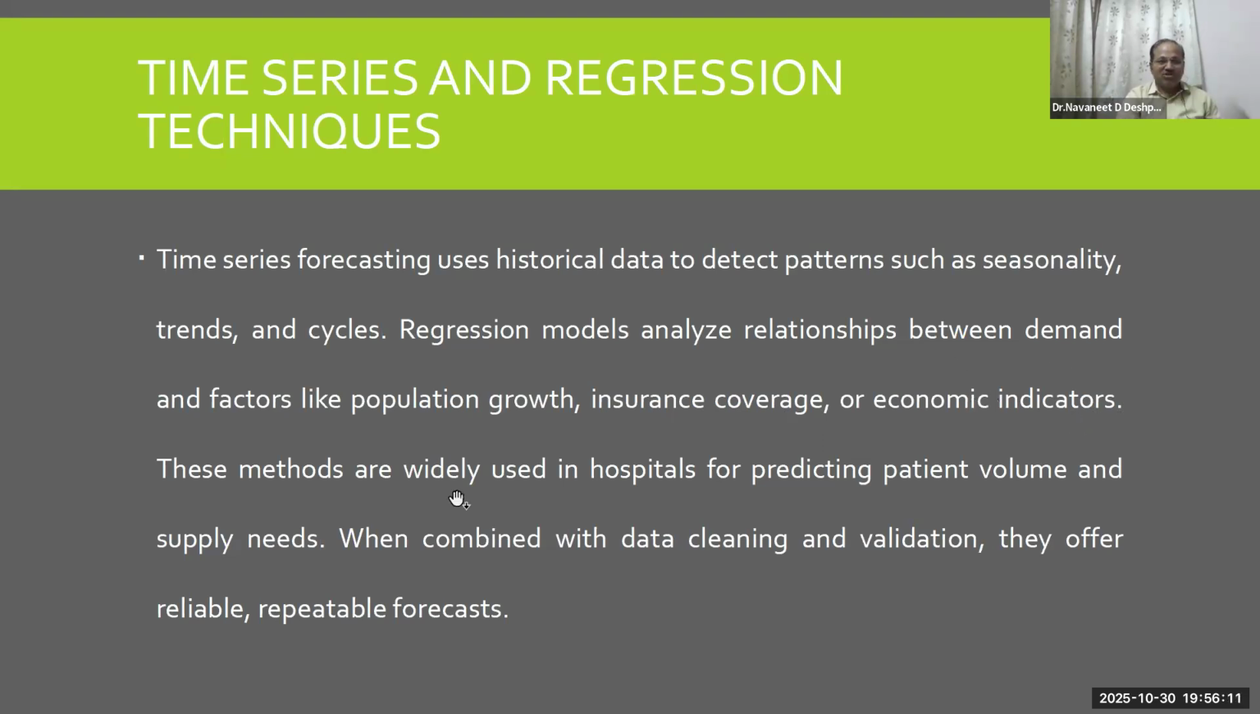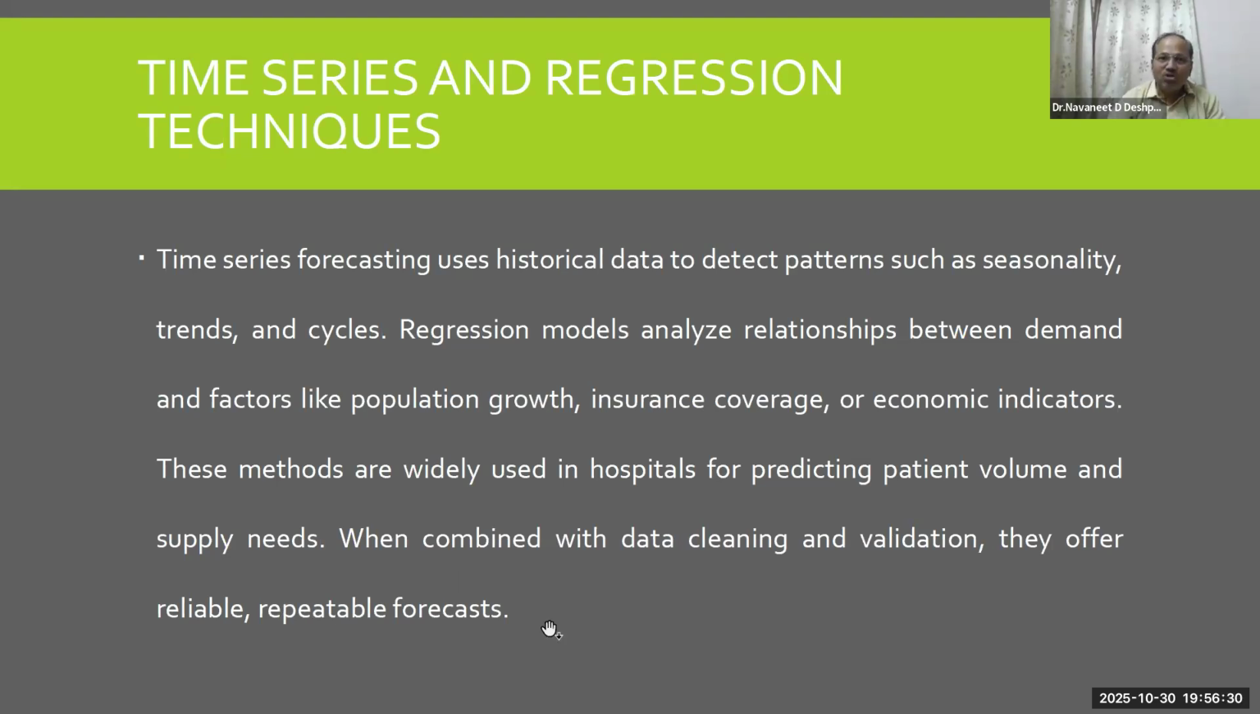All this data will help us understand how far hospitals will be able to emerge in terms of handling the patient volume successfully whenever there are supply needs for them. So when combined with data cleaning and validation, they offer reliable and repeatable forecasts.